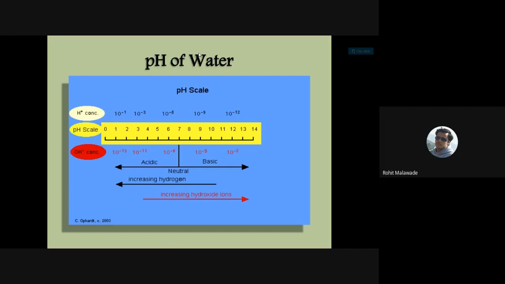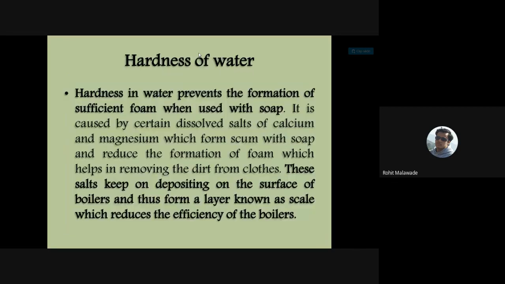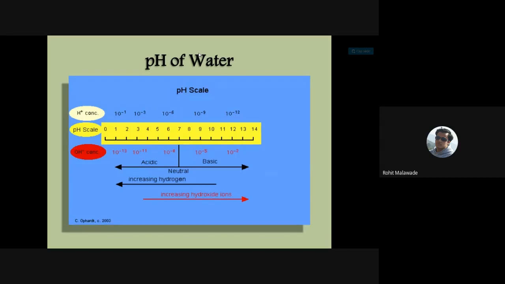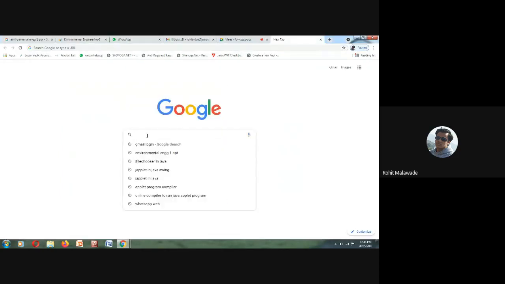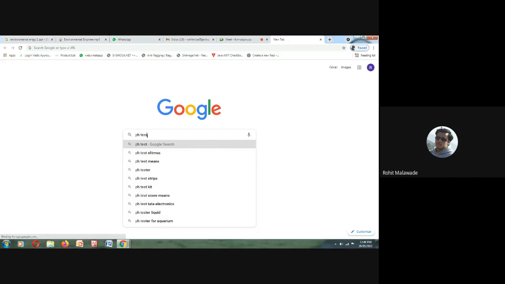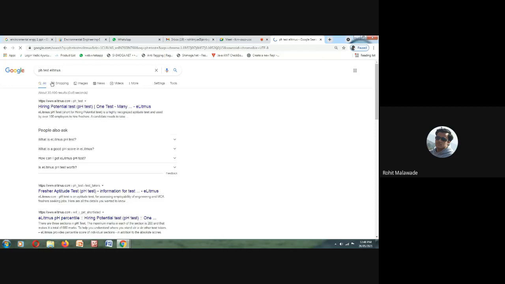Okay. Now, there are different methods to determine pH. You will be studying this when you study your environmental engineering lab. Now, a pH test can be done with litmus paper. What is that litmus paper? The pH can be determined by litmus paper.